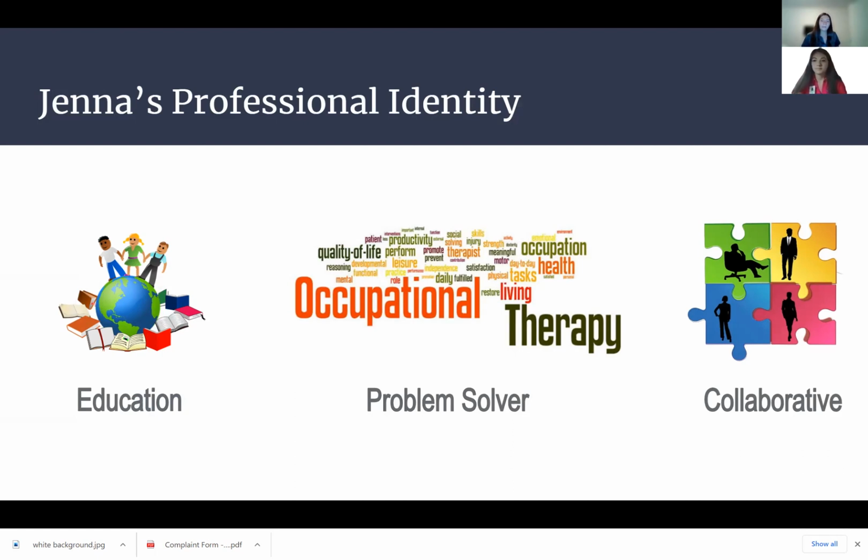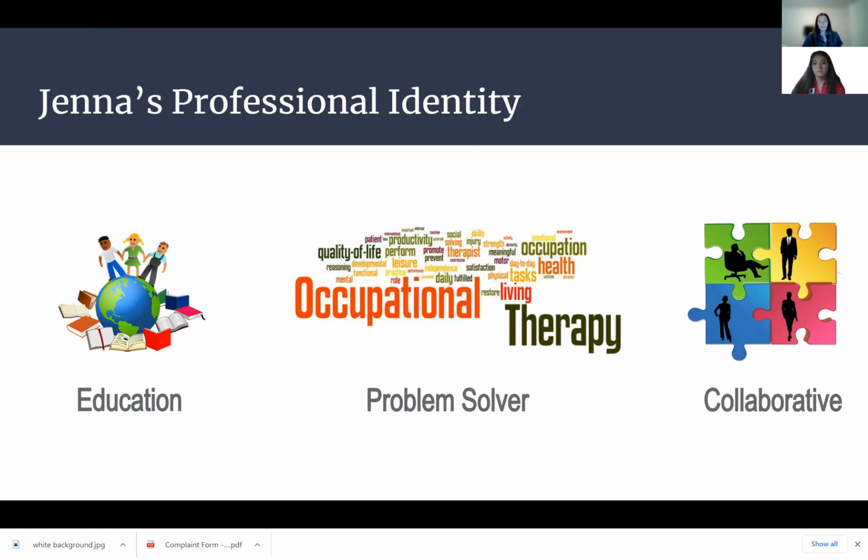So one of my professional identities is education. I think this is a huge factor in our field. Every day we'll be educating clients, whether it's on safety, what their diagnosis is, or even just talking to family and friends about support groups. We can hit a large variety of ways to hit education. Then we have problem solver.